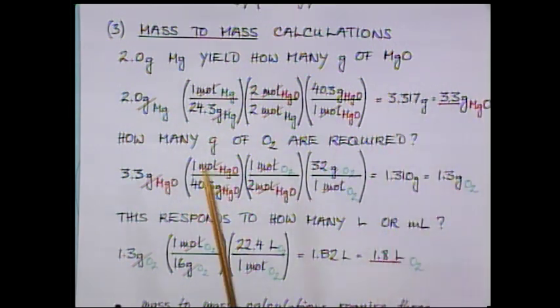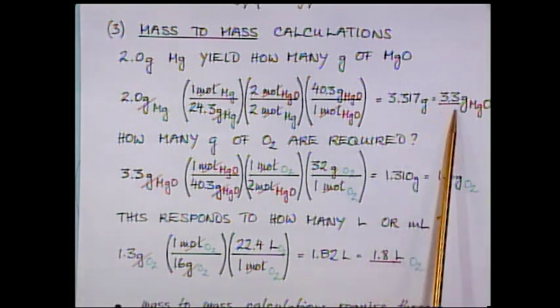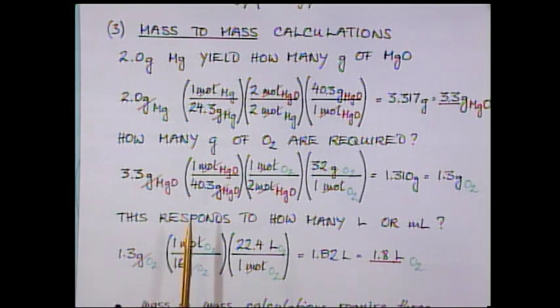The calculation gave at first 3.317, which is too much. We have to tailor that down to 2 significant figures, so we round. 3.3 would be the correct answer then. Another question could be, how many grams of oxygen are required?